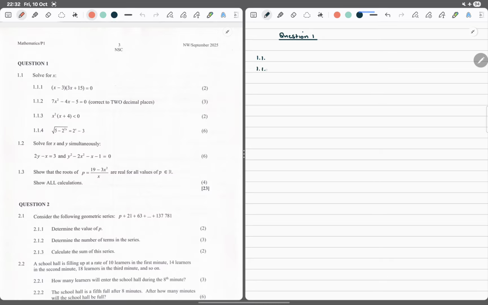Nothing really out of the ordinary here. So we've got (x minus 3) into (x plus 15)... into (3x plus 15) equal to 0. Now folks, this one is easy. X is 3, or x is going to be minus 5. Right.